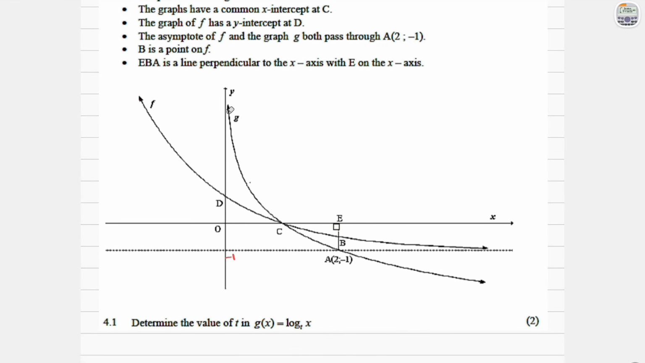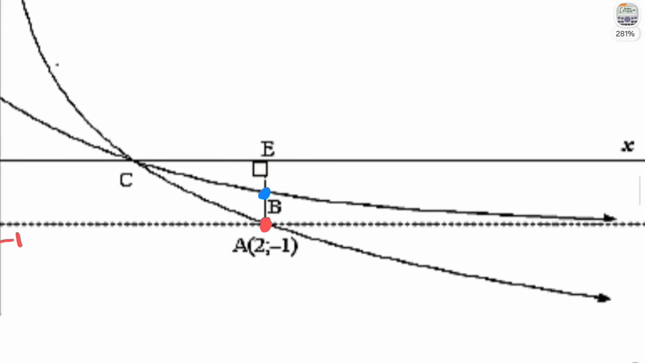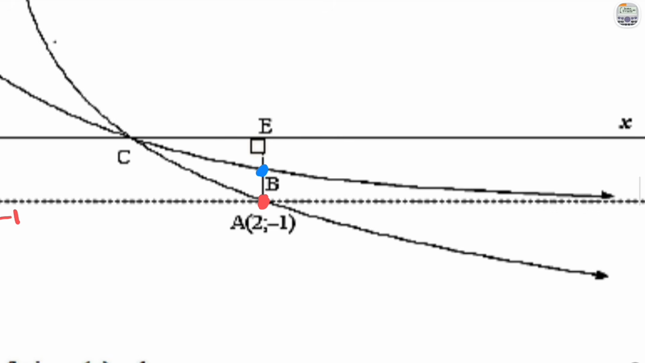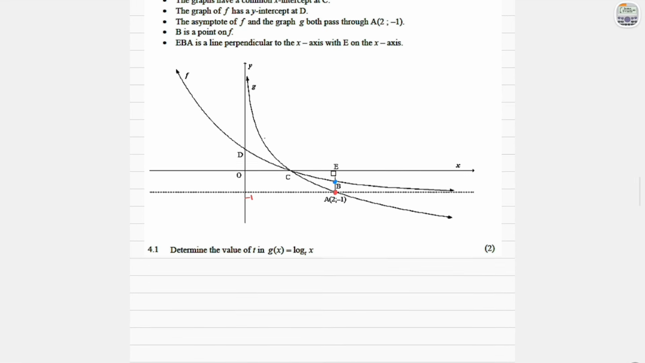Now, this is also a point that lies on g. Okay, so this lies on g. Great. And then they also tell us that B is a point on f. Okay, that's on f. And lastly, EBA is a line perpendicular to the x-axis with E on the x-axis. If this is a line perpendicular to the x-axis, it is a vertical line. And so you can see it will be vertically in line with this point, meaning it shares a what coordinate with this point? It would share an x coordinate. So you can already see what the x coordinate of E is, and really the full coordinates of E, since it lies on the x-axis.